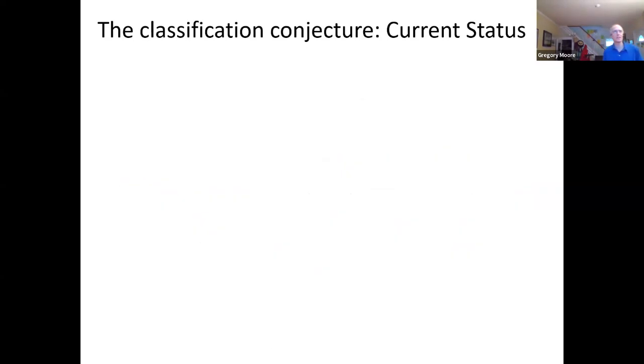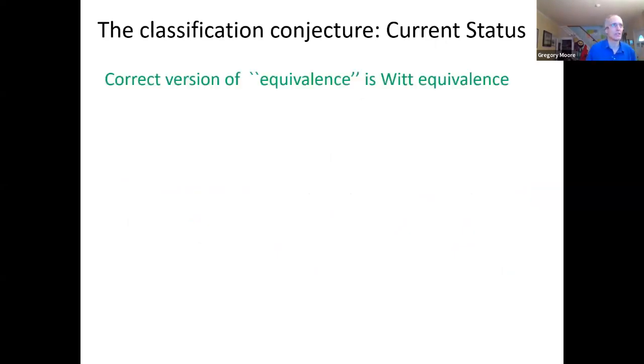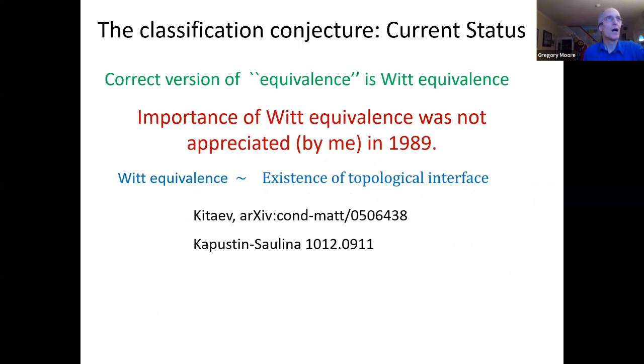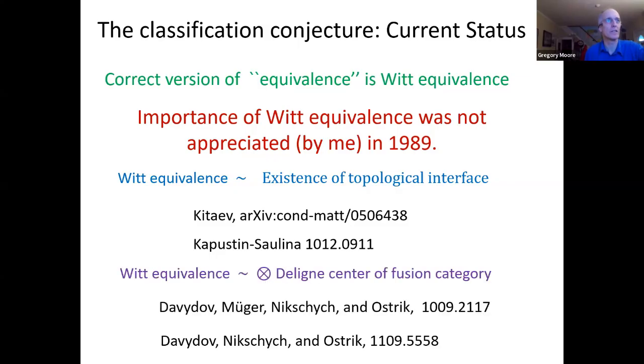So what is the status of this classification conjecture? Well, I think what's understood now is that the correct version of the word equivalence should be Witt equivalence. Certainly in 1989, Witt equivalence was not appreciated by me. It only came much later in physics with the existence of a topological interface in Kitaev's paper and later Kapustin and Saulina. And in mathematics, the idea of tensoring with a Deligne center of a fusion category.